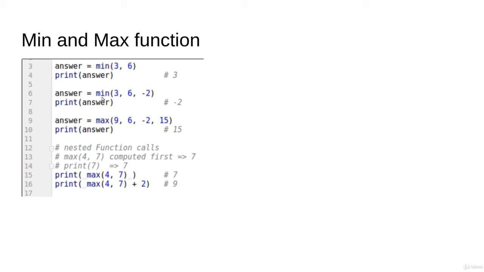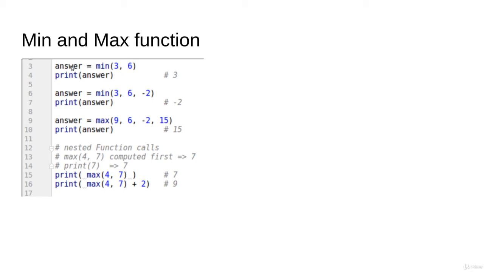I can even call it with more arguments as I would like. I can say min of 3, 6 minus 2, which would be minus 2, or 9, 6 minus 2, 15. Here is the max function, which is the opposite. It returns the maximum of them, which would be 15. So when you see something like min with these two parentheses, it means it's going to call some common code, give it these parameters, compute something, return the result for you, and put it here in the object.